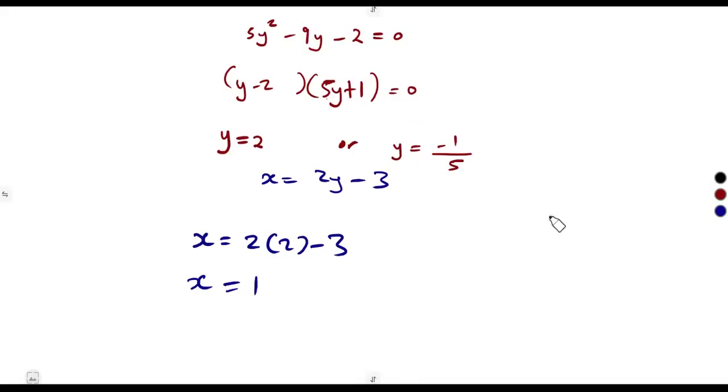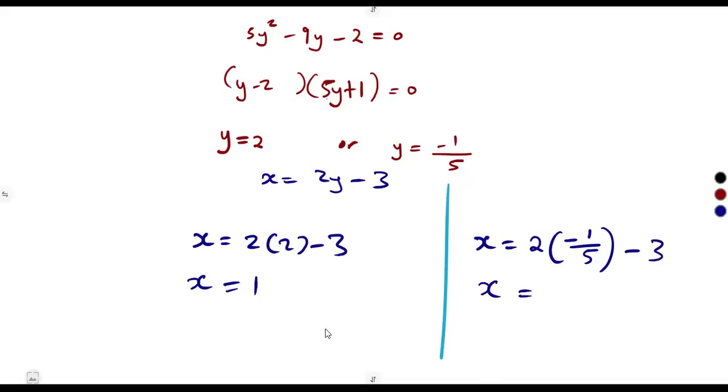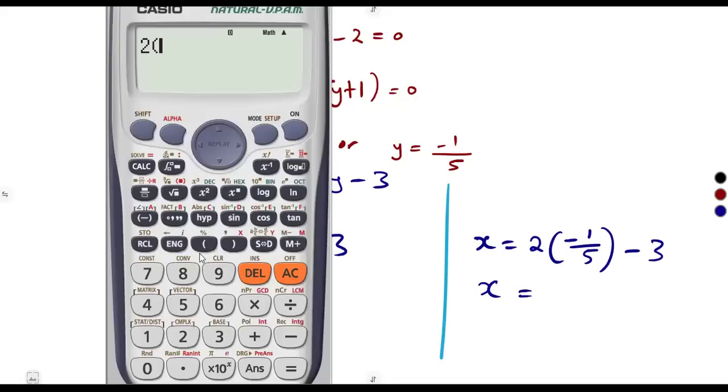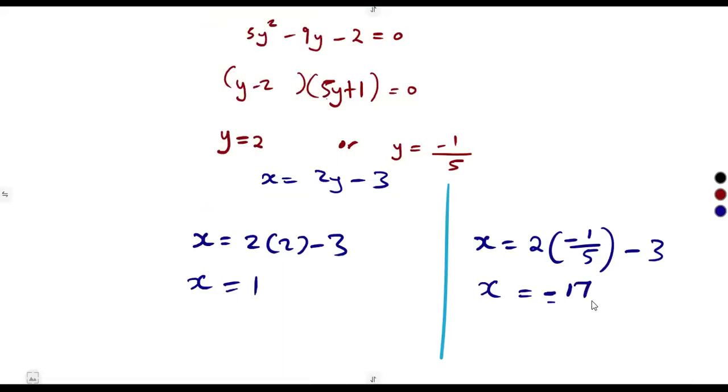Then we do the same thing when y is minus 1 over 5. So our x is going to be 2y minus 3, so it's 2 times minus 1 over 5, then we subtract 3. You can just use your calculator directly: 2 times minus 1 over 5, close the bracket, subtract 3. So that is minus 17 over 5.